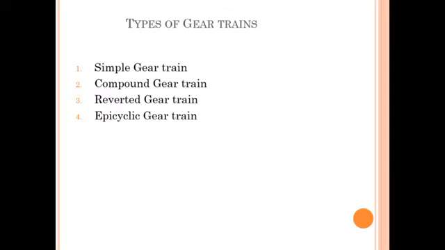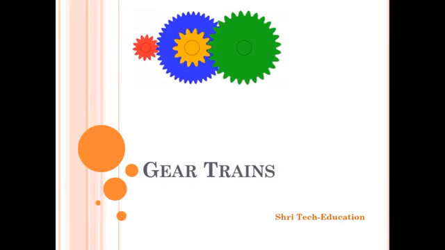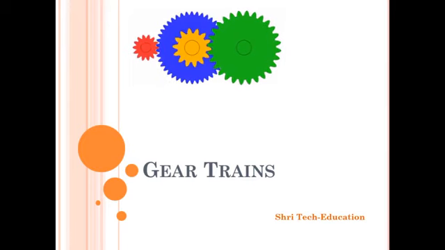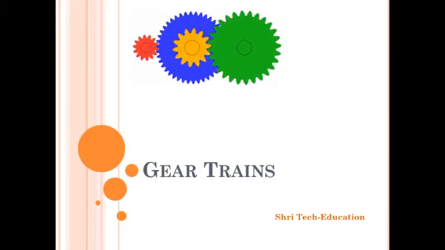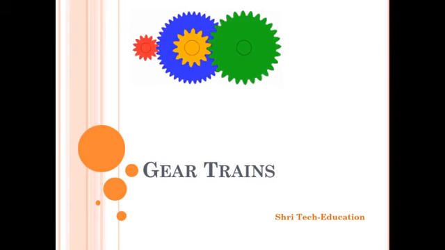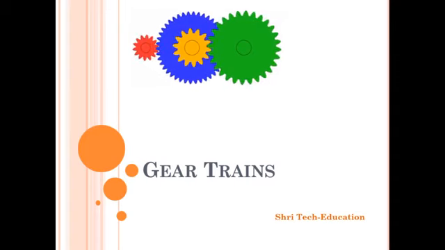What is meant by a gear train? First we will study what a gear train is. Sometimes two or more gears are made to mesh with each other to transmit power from one shaft to another shaft. The animation shown here represents a gear train in which one or more gears are used to transmit power from the input shaft to the output shaft. This combination is called a gear train or train of toothed wheels.